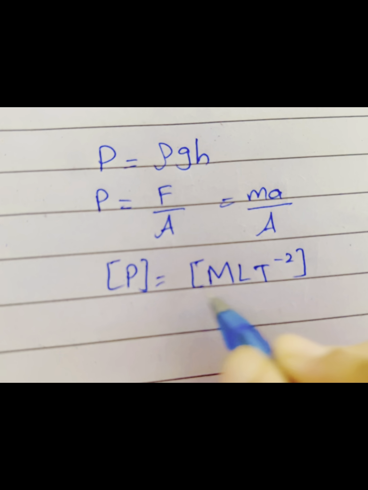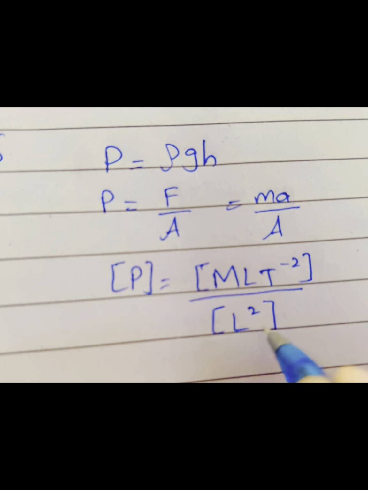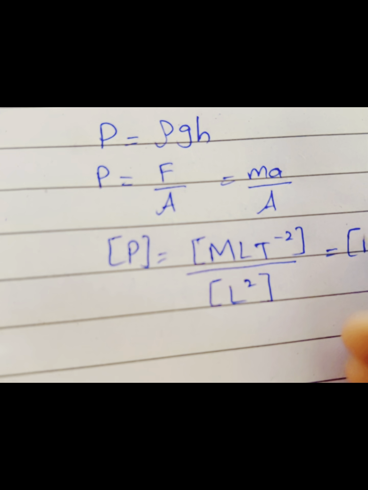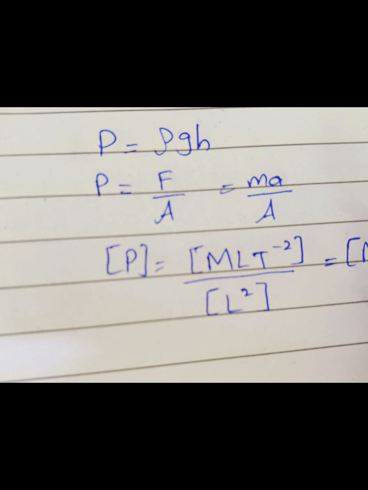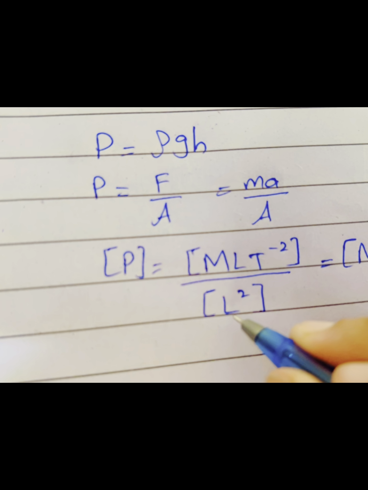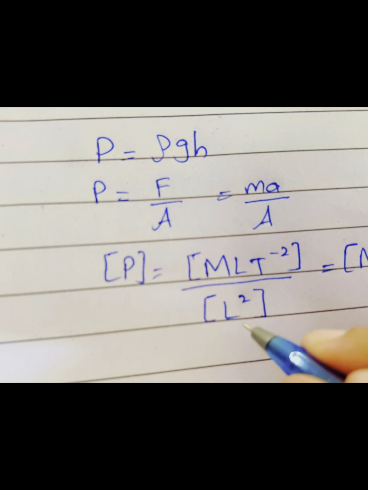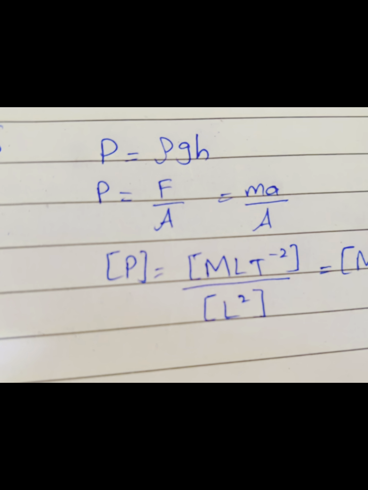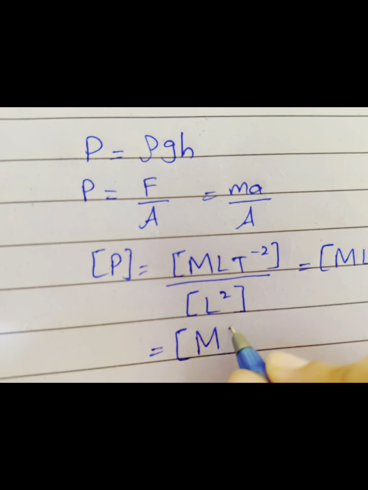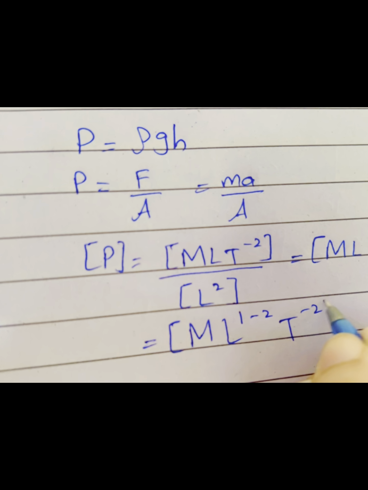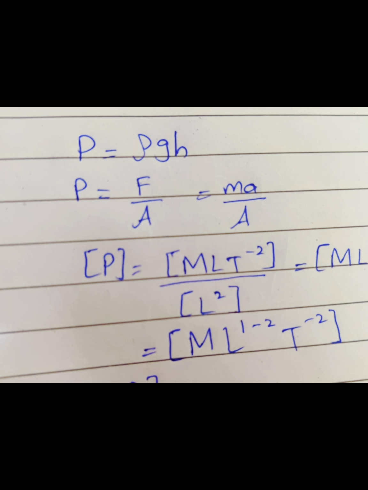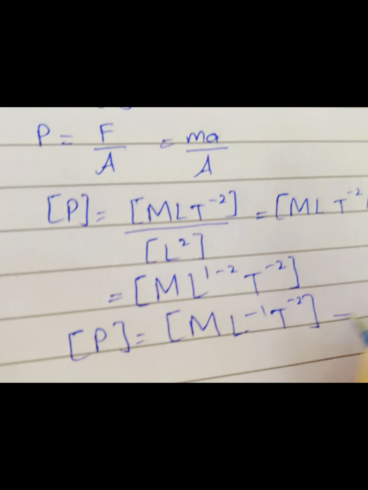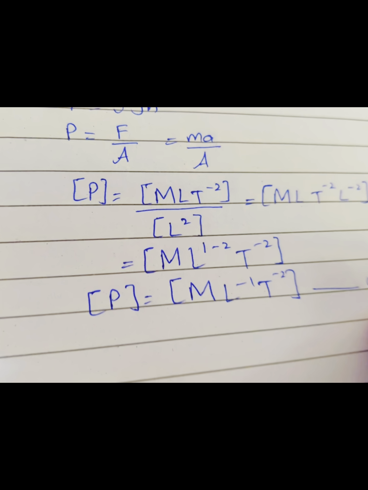MLT minus 2, and for area there is L square. Now we can use a simple method of simplification. For this, L minus 2 from the denominator would shift to the numerator and it becomes L minus 2. Then the formula is ML minus 2 T minus 2, and for the right hand side we have the dimension ML minus 1 T minus 2. We would mark it as equation 1.